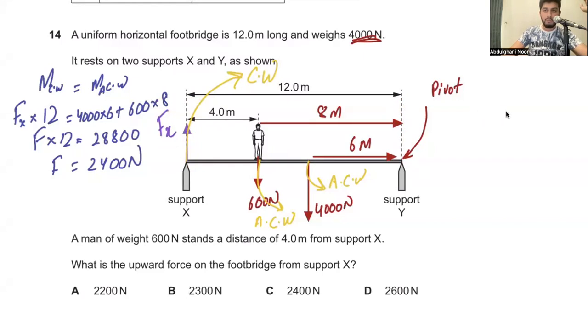Because one is moving anti-clockwise and the other moving clockwise. That is a circular object.